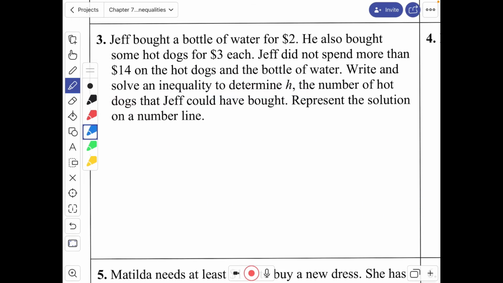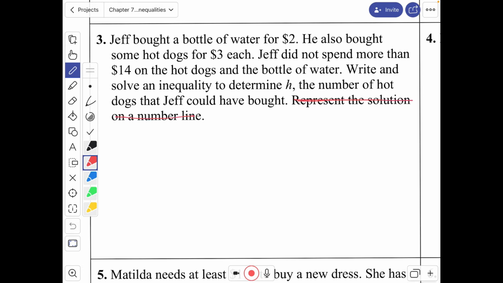Let's look at another example of a word problem that you have to write the inequality from. So, for number 3 here, it says Jeff bought a bottle of water for $2. He also bought some hot dogs for $3 each. Jeff did not spend more than $14 on the hot dogs and the bottle of water. Write and solve an inequality to determine H, the number of hot dogs that Jeff could have bought. Represent the solution on a number line.